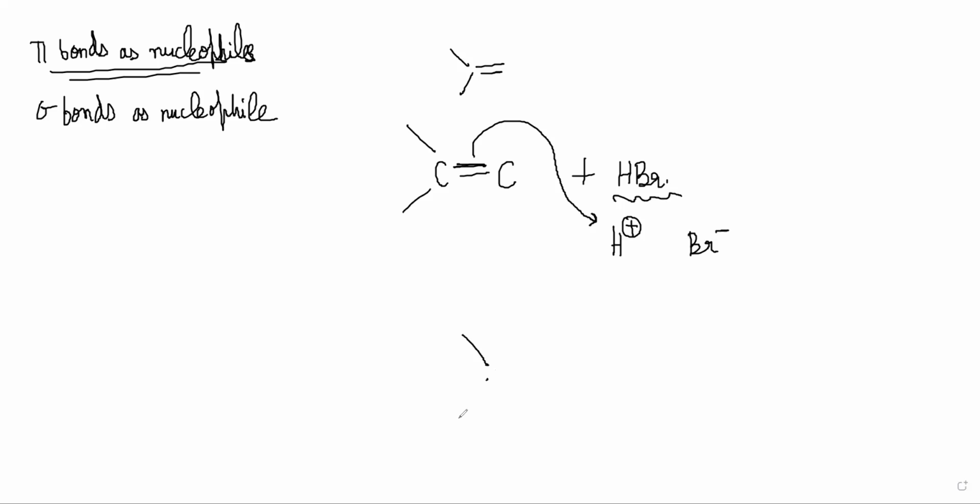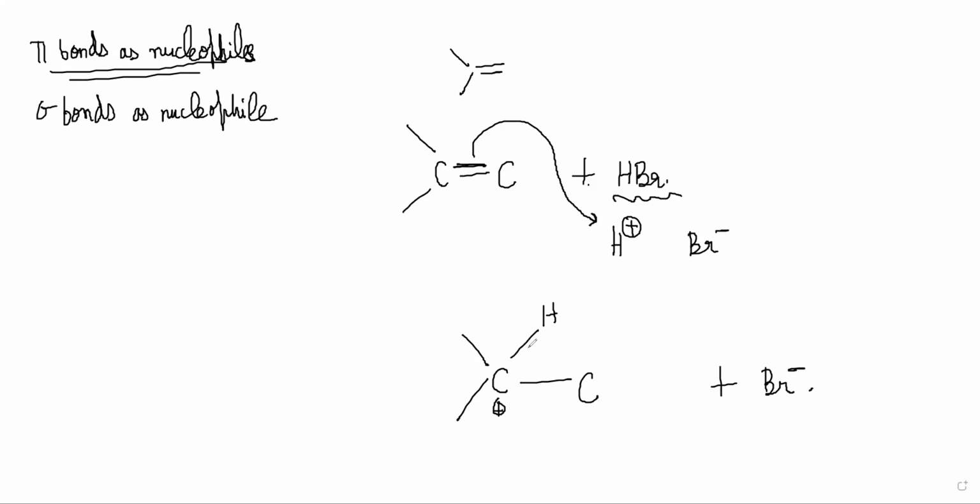So what will happen is C will form a bond with H, and since it donated both of its electrons, it will end up with a positive charge, right? And the pi bond has broken, and this structure has come, right? And there is a plus Br minus, right? Now think of the Br minus.